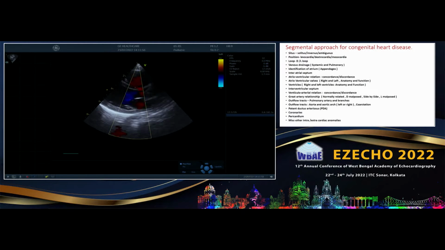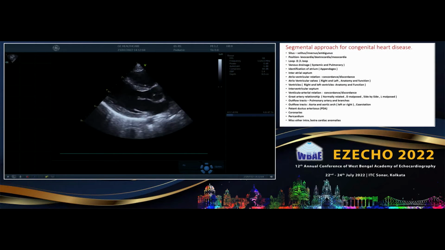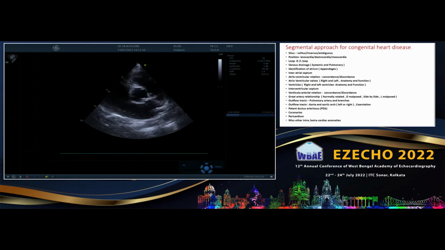For identification, again, if we can optimize the image, make it bigger, adjust the gain, so visualization of the minute anatomical details will be much clearer. Quickly seeing without optimization, we may miss something. We don't know what we are looking at. After that, if we just tilt anteriorly, then we go to the inflow view, in which we can see it better.